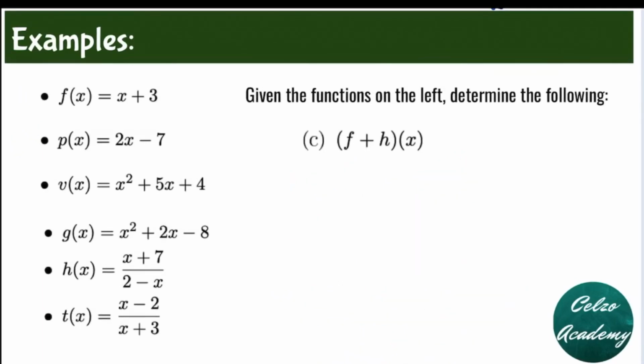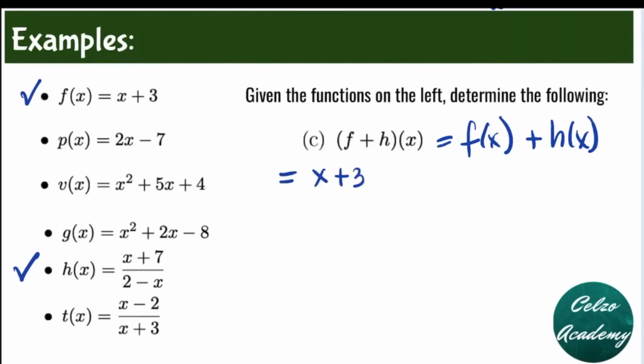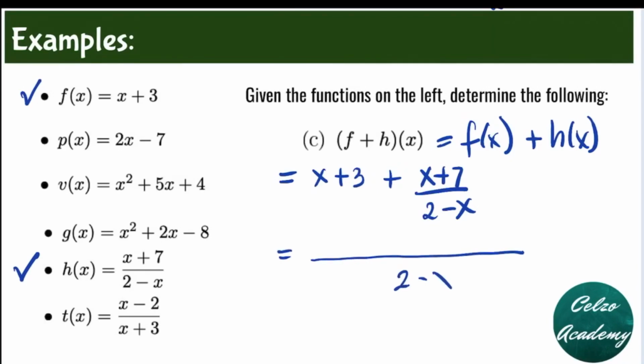Question letter C. F plus h of x means we need to add f of x plus h of x. Our f of x is x plus 3 and h of x is (x plus 7) over (2 minus x). So we have x plus 3 plus (x plus 7) over (2 minus x). Simplifying this further, we need to find the LCD, and the LCD is 2 minus x. Now we need to multiply x by 2 minus x, the 3 by 2 minus x as well, and copy the x plus 7.